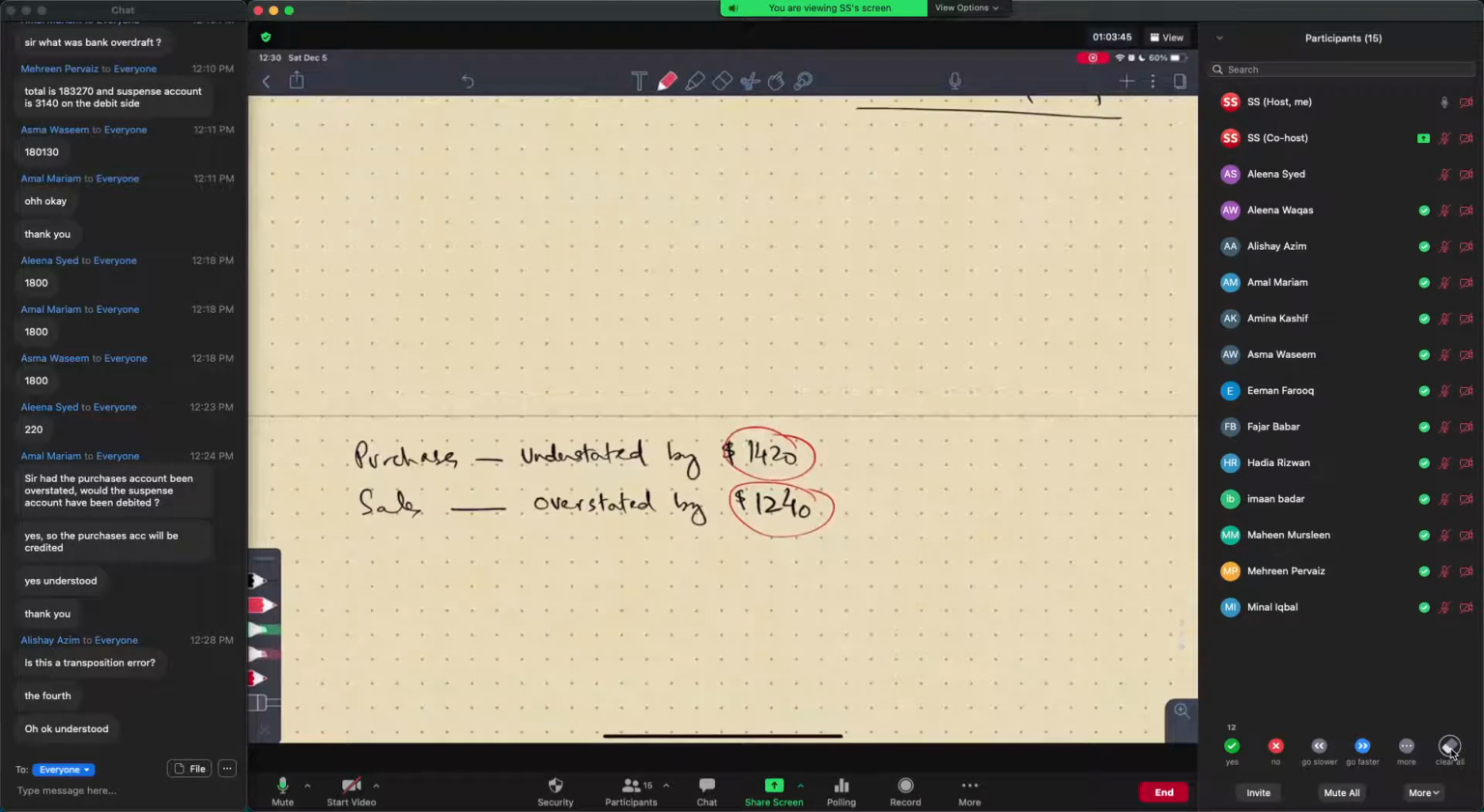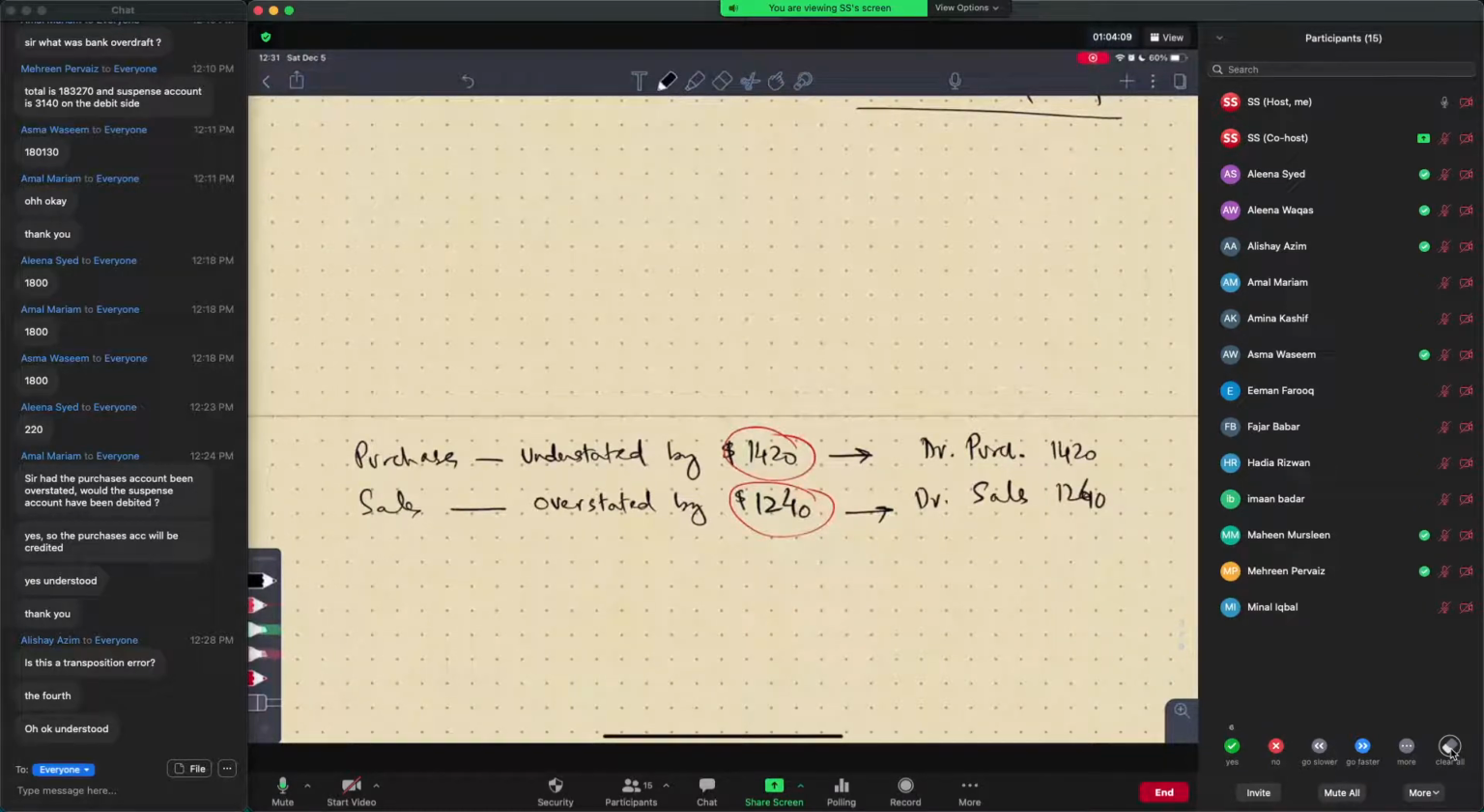So, how do we fix this? ठीक है. हम purchases को debit करेंगे 1420 से, है ना? Debit purchases 1420, and we will debit sales as well, 1240, right? Do you agree with this? That purchase account will be debited by 1420 and sales account will also be debited by 1240 for rectification, right?